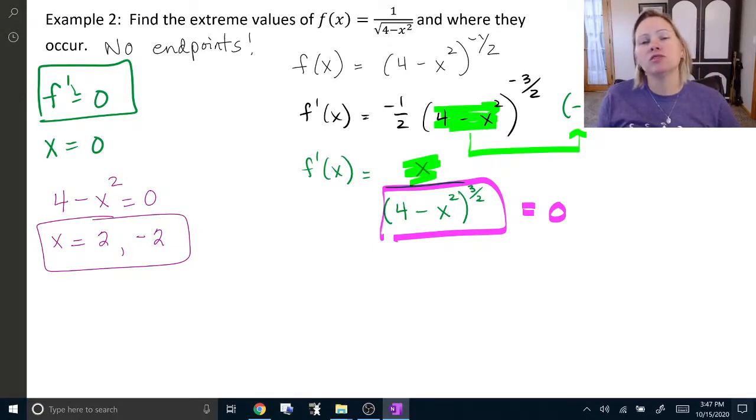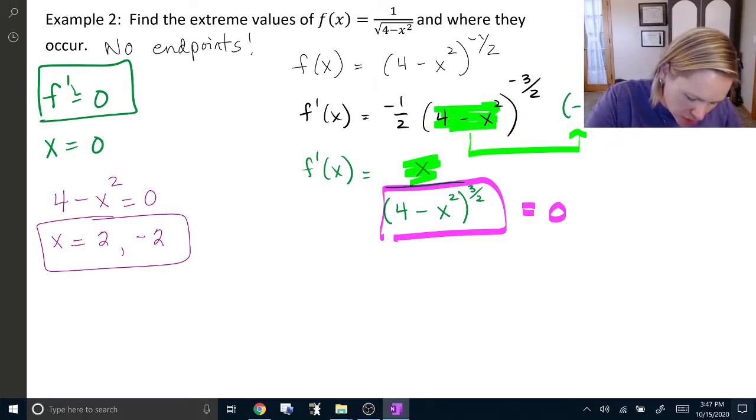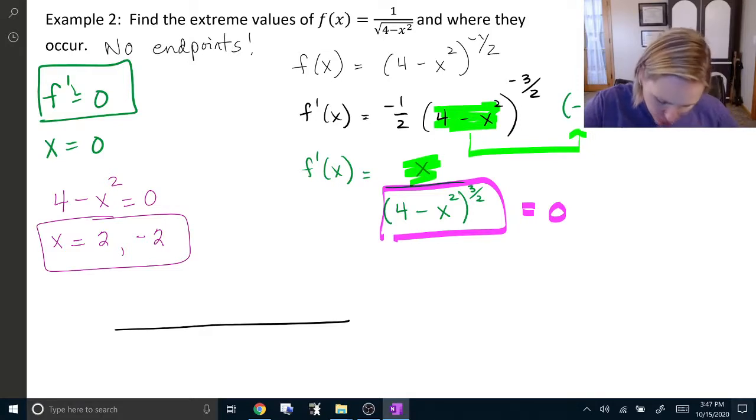So now what we need to do is find a sign chart. We need to see, is there a change in sign at these points? So when I make my sign chart, remember, I always start out and make my little number line, and I'm going to put the critical values, negative 2, 0, and 2, on my number line.